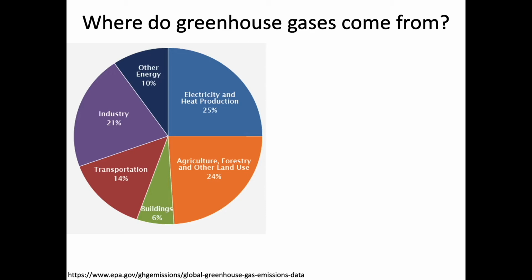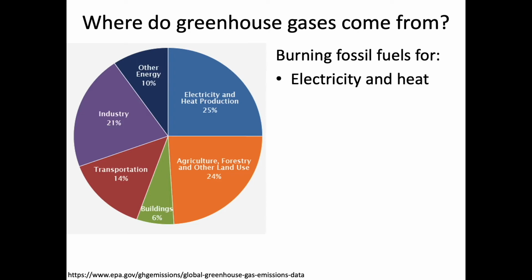The biggest source of greenhouse gas emissions is fossil fuel combustion. We see fossil fuels show up in several places on the graph. Fossil fuels are used to produce electricity and heat, which contributes to 25% of global emissions. The industrial combustion of fossil fuels in factories is a big piece of the 21% of emissions that come from industry.